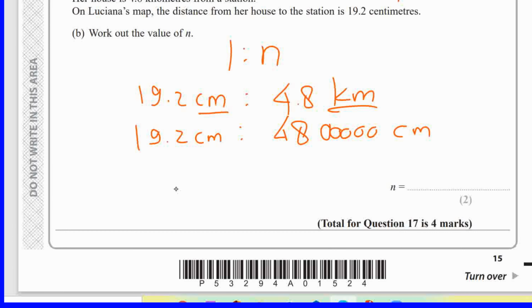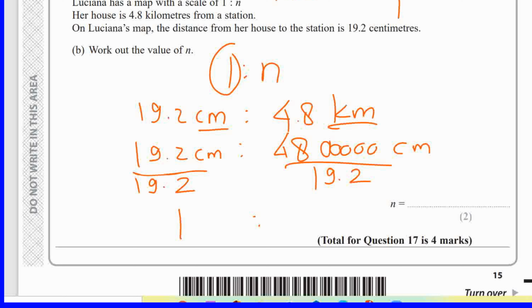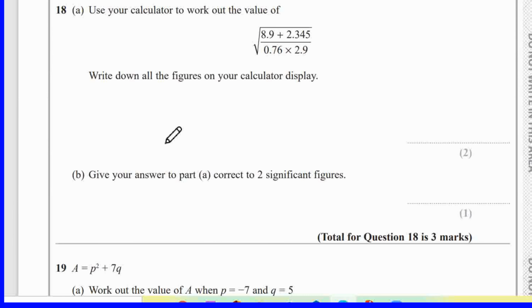So of course we have to divide both by 19.2 in order to get this 1. Now if we count with the calculator, it will be 25,000. So the n is 25,000. Now let's go to the next number, which will be 18. Use your calculator to work out the value of this. Write down all the figures on your calculator display.